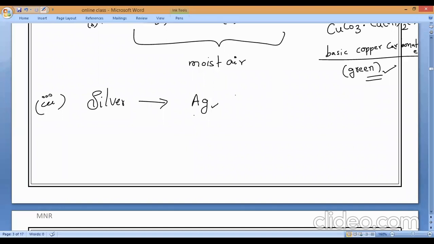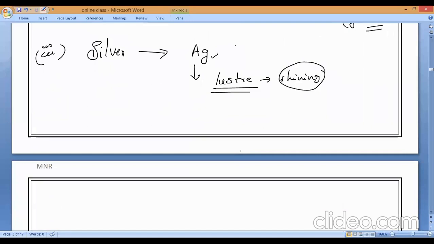So why do we usually wear silver and gold? They are very lustrous in nature, very shining in nature. Now, if you are continuously wearing silver for a long period of time, you might see that it loses its luster. It loses its luster and slowly forms a black color substance. That black color substance we call silver sulfide.